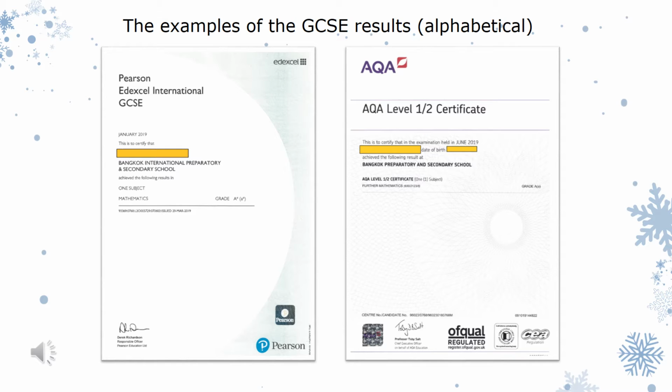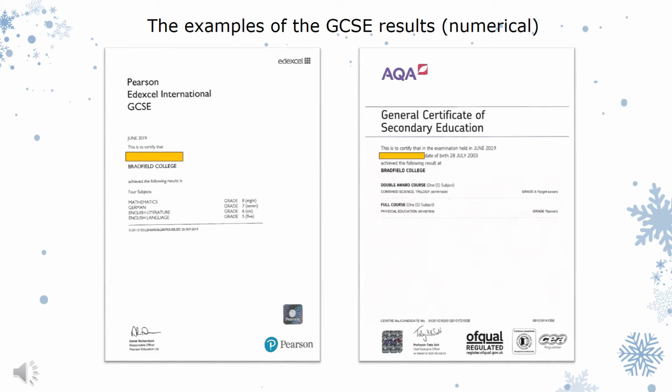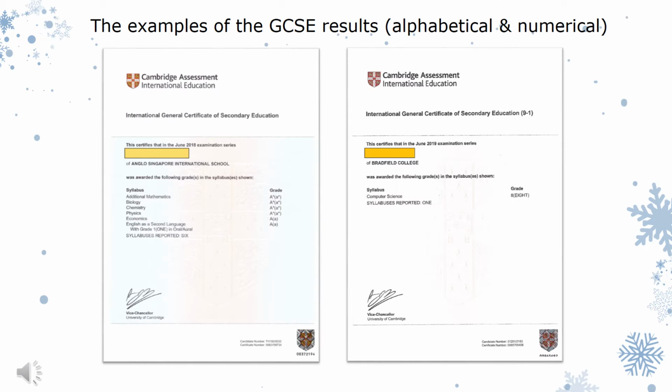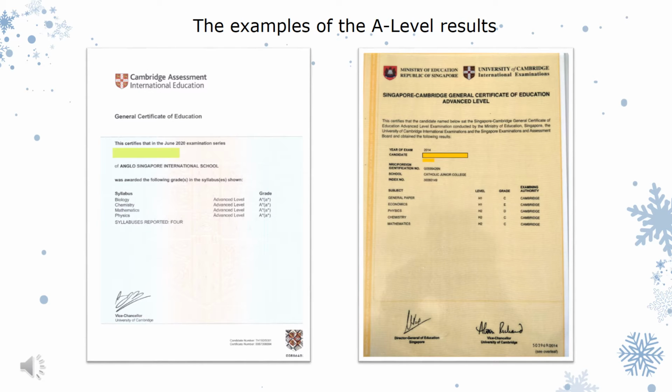The example shows the GCSE results in an alphabetical format. The second example shows the results in a numerical format. These are the examples of the IGCSE results in both alphabetical and numerical formats. These are the examples of the A-level results.